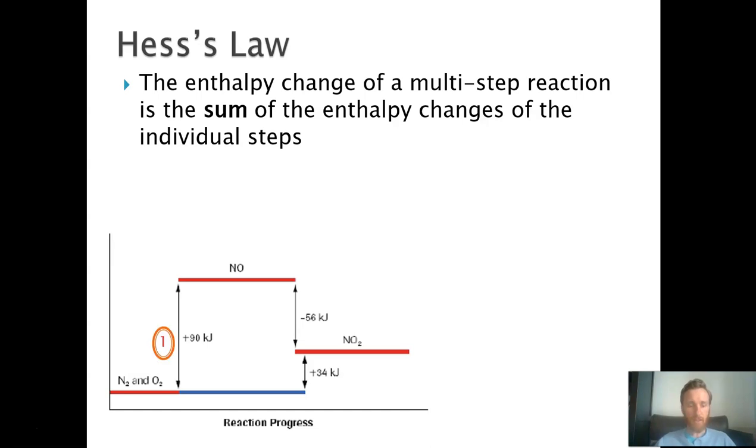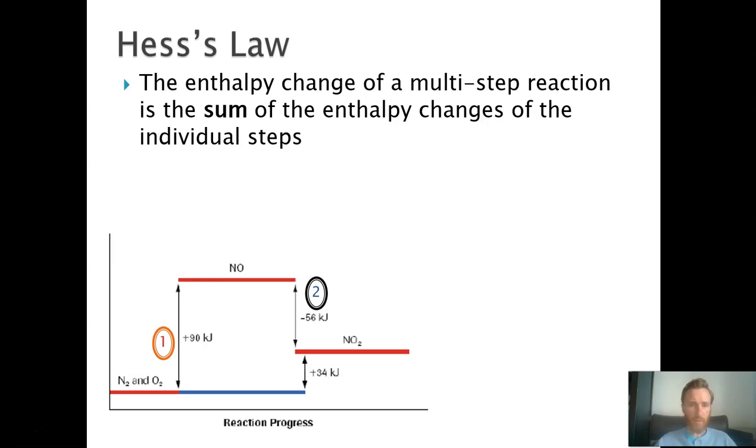But if we look at the diagram, we have situation 1. We have nitrogen and oxygen forming nitrous oxide, NO, and that gives us an enthalpy change of plus 90 kilojoules. And that means that it's an endothermic reaction, and that heat was taken in from the surroundings to create NO. And then in stage 2, it goes from NO to NO2. And in this stage, heat is given out to the surroundings. That's called an exothermic change, and so that's a negative 56 kilojoules.